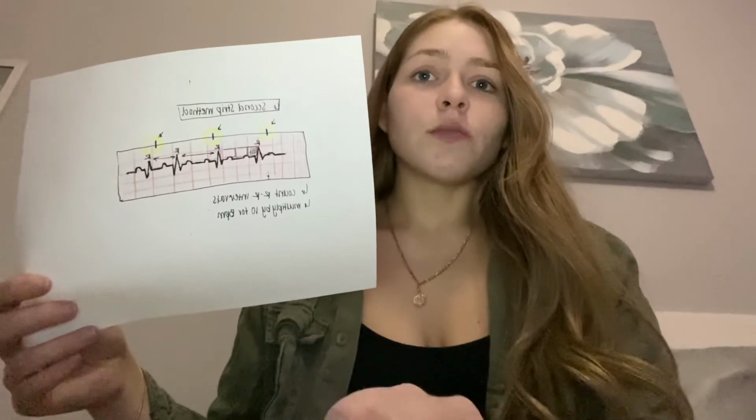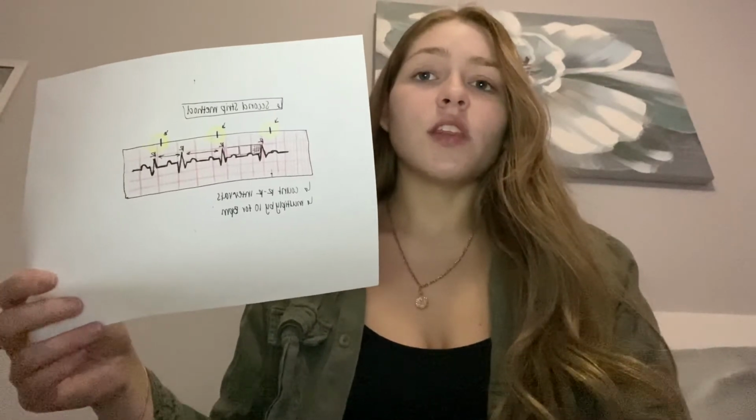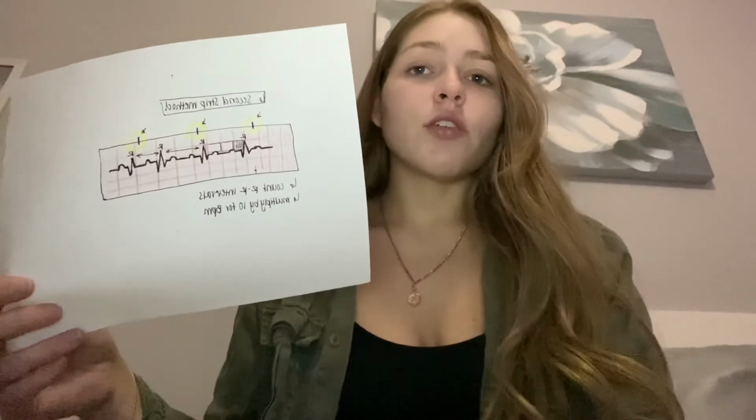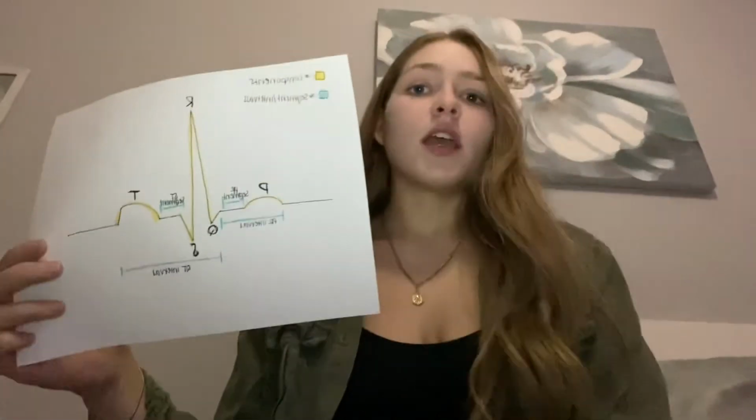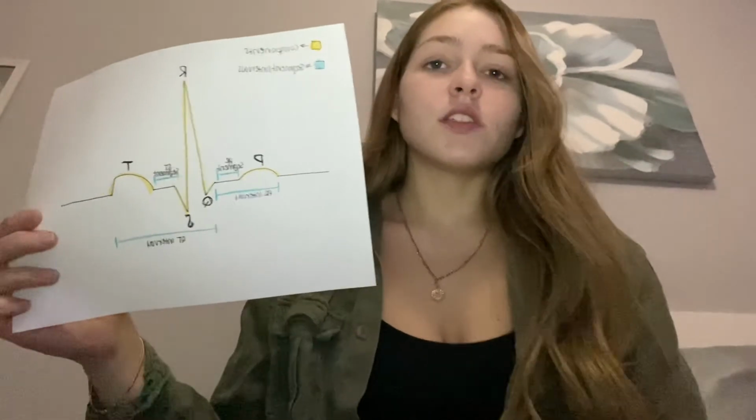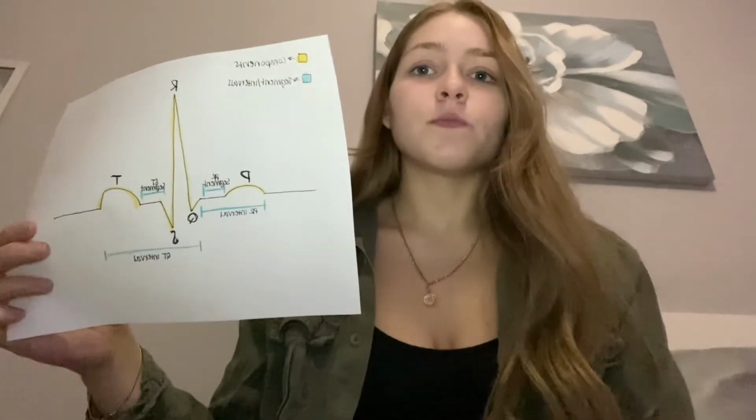After the nurse determines the rate, it's time to move to the rhythm. It may be irregular or regular, so it's important to assess them. Check the atrial and ventricular rhythm by observing the PP and the R to R intervals. And then next, we want to analyze P waves to look for consistency.